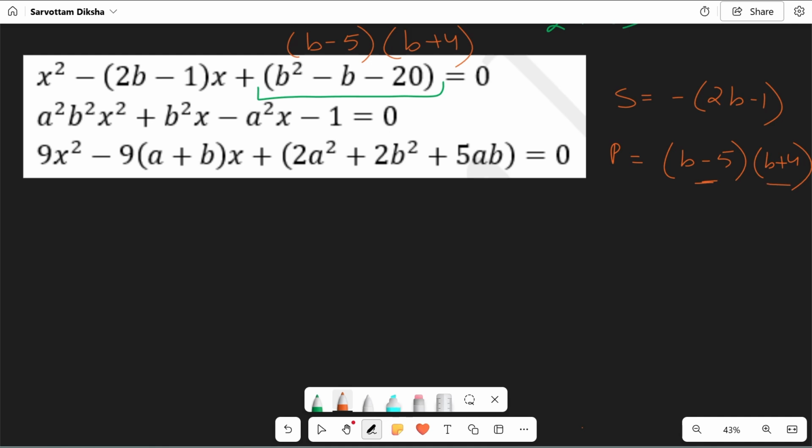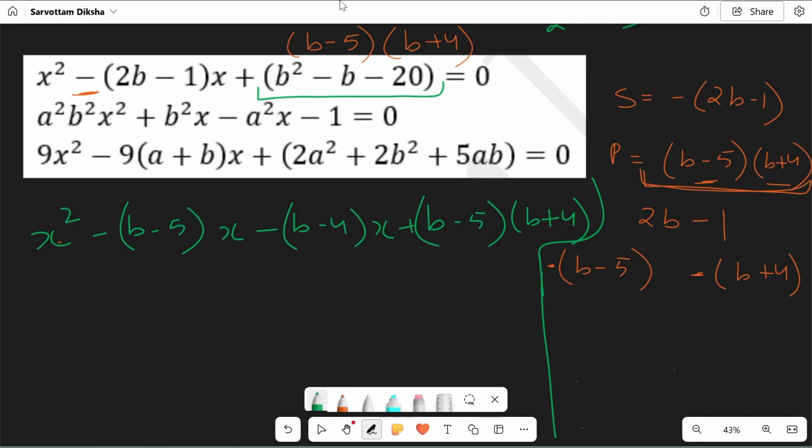So if I have to make the group, see what is happening. If I add these two factors, I'm getting 2b minus 1. But again, I'm having minus 2b minus 1 over here. So what I will do, if I put minus in front of both the factors, my sum will be negative, and since minus minus will be plus, my product will be this only, b minus 5 into b plus 4. So this is how I have done the splitting.